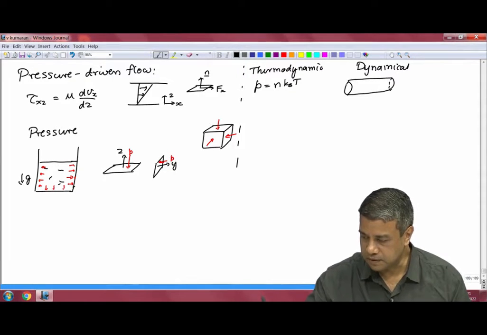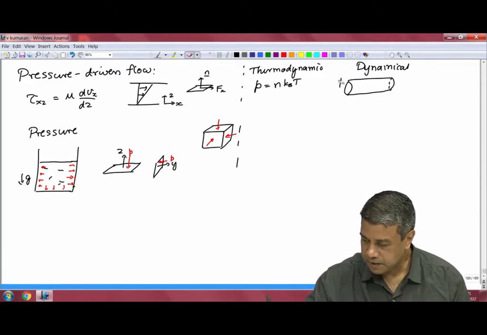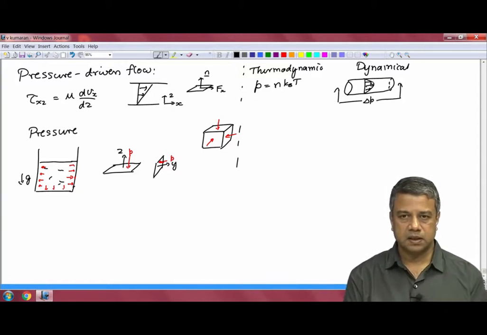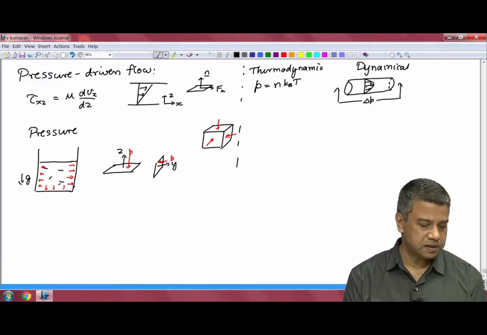We had looked at the flow in a pipe. That flow in a pipe is driven by a pressure difference between the two ends of the pipe. Therefore, here it is the pressure difference that matters. The absolute pressure does not matter, it is the pressure difference that matters.